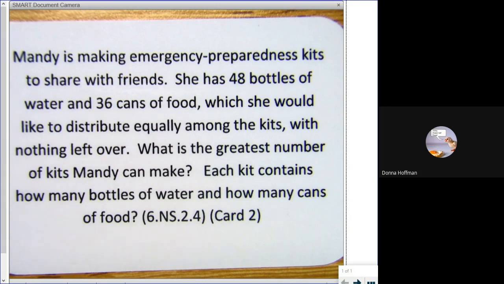If you said greatest common factor, because she's grouping things into boxes, you would be correct. And then you would use the other factor to answer the secondary question. So I hope that helps you identify which kind of word problems we can be given and which method you need to solve those word problems.